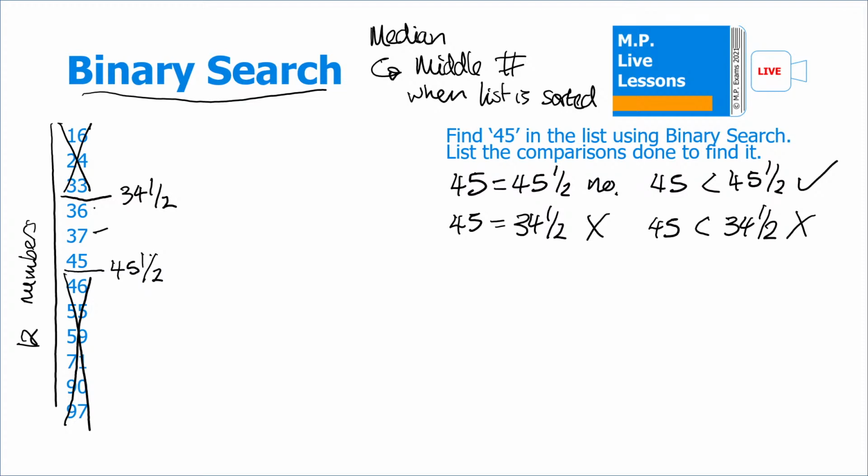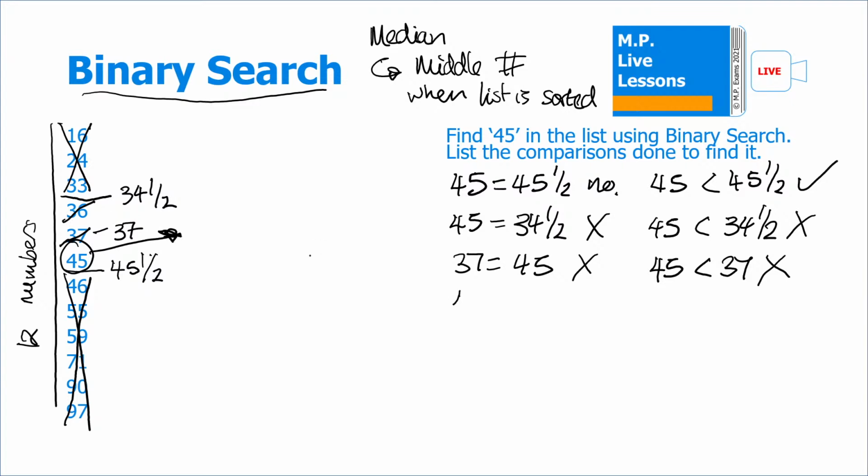We get to this new little list here. That's the median, 37. The middle number, we check again if it's equal. Nope. Is it less than? Nope. So you also discard the median itself and everything below it. And we just happen to be left with 45, which is our number.